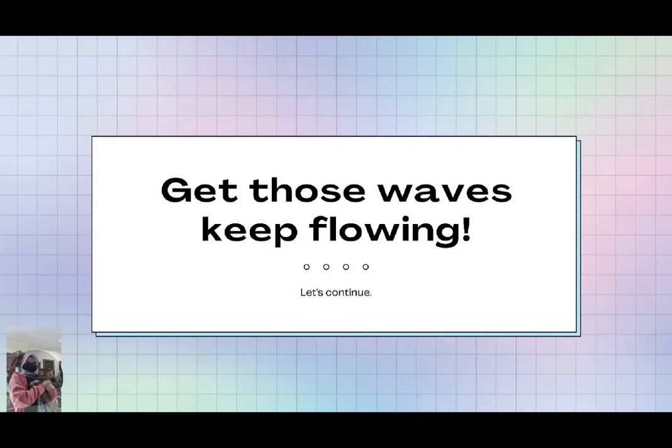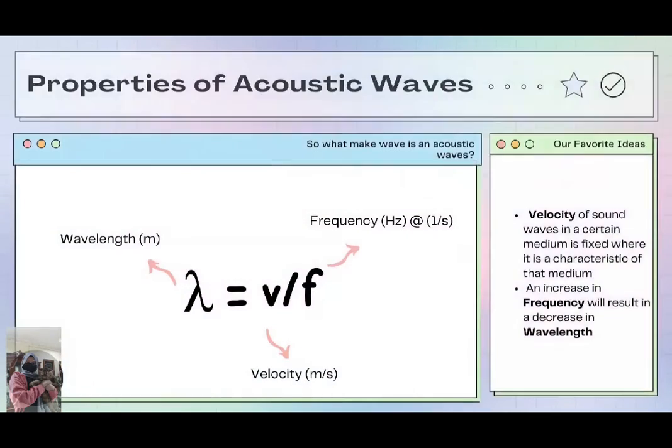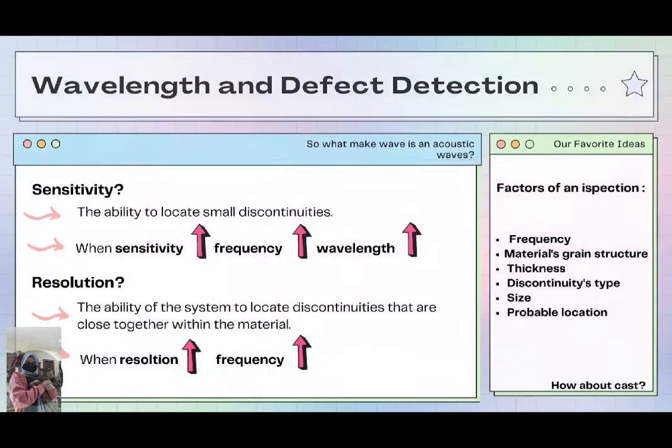Okay, let those waves keep flowing. We continue with the properties of acoustic waves.